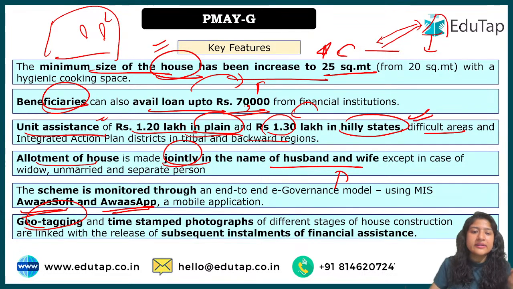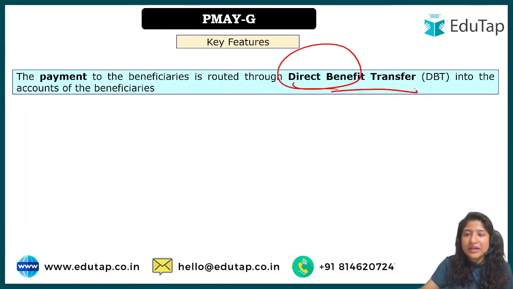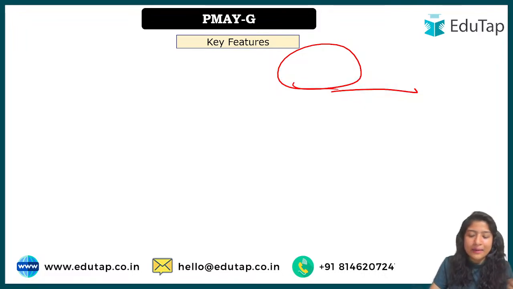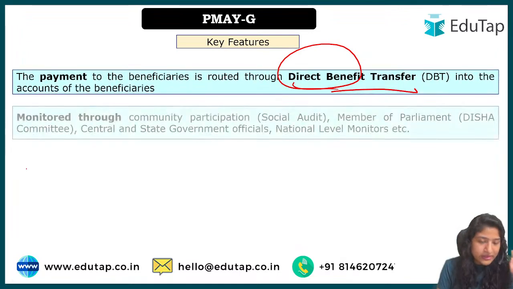So when we are saying that unit assistance will be provided, it will be provided through what? It will be provided through direct benefit transfer. So all the information of the beneficiary, this direct benefit transfer feature, and if there is some grievance, for example, the beneficiary has not gotten this amount, or maybe they are not provided with the land to make a house on it, for that also this Awas App, Awas Soft app that we are looking at, will play a major role in it. Okay, I hope till now everything is clear.